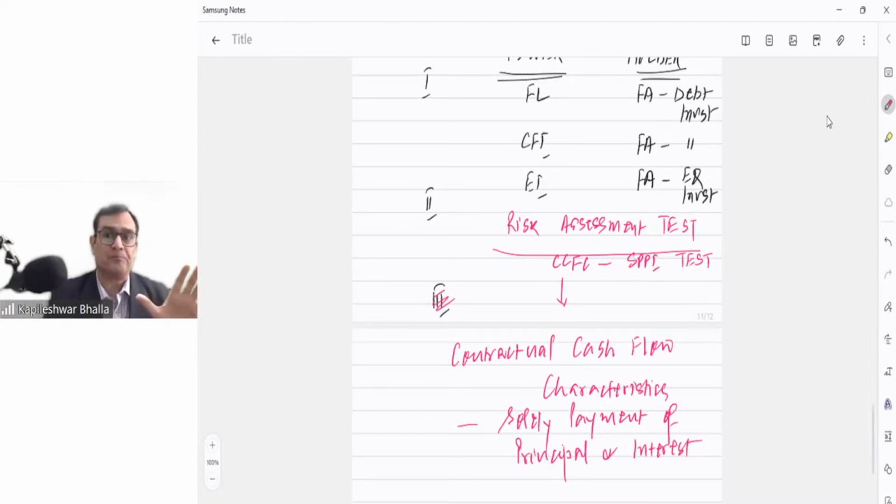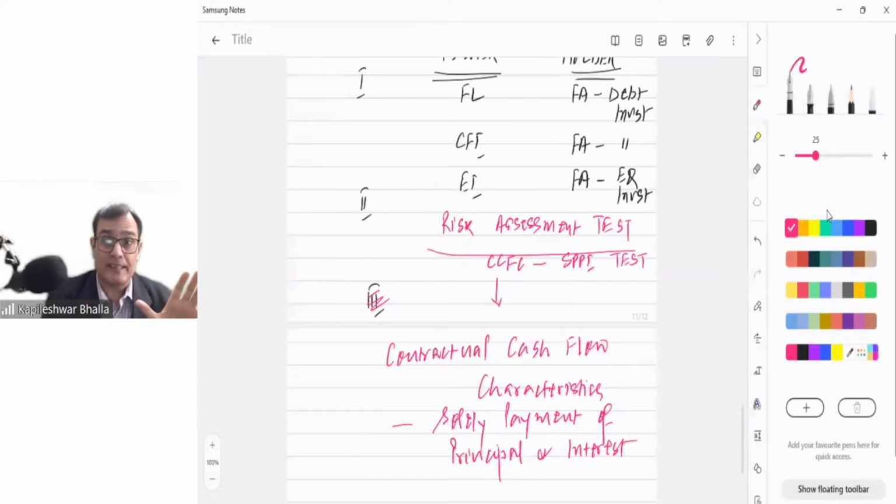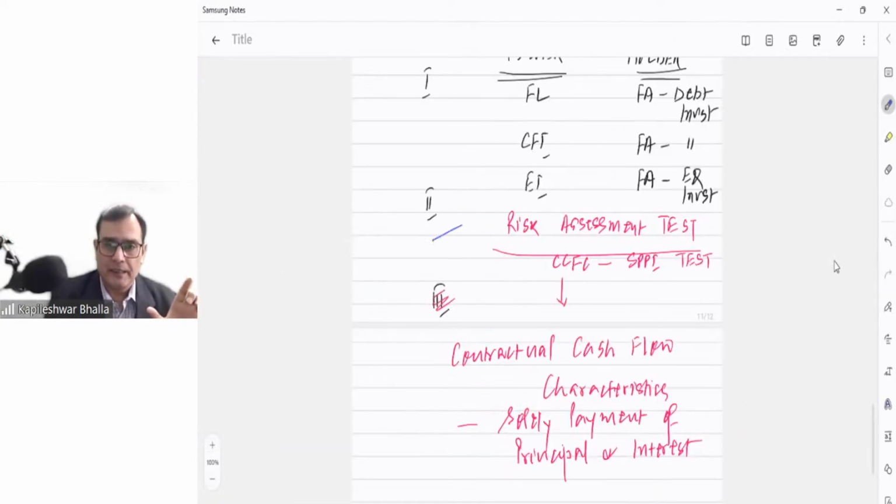Mind it carefully. This is a test which will help me to decide whether there is a presence or an absence of a risk. So this will tell me that the risk is there or the risk is not there. So my risk assessment test, which is called a CCFC SPPI test, will help me to decide that there is a risk or there is no risk.